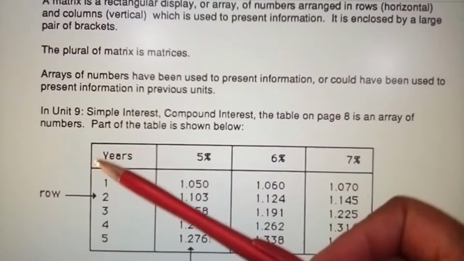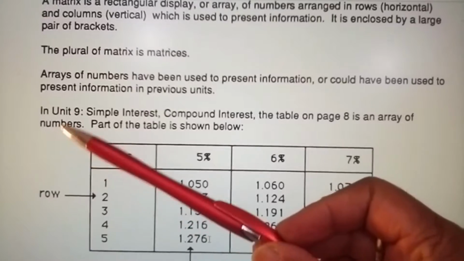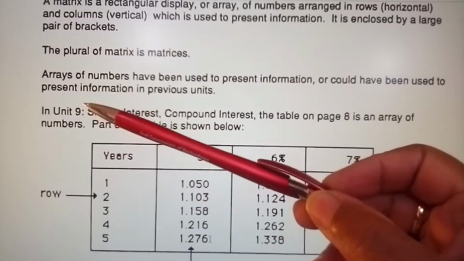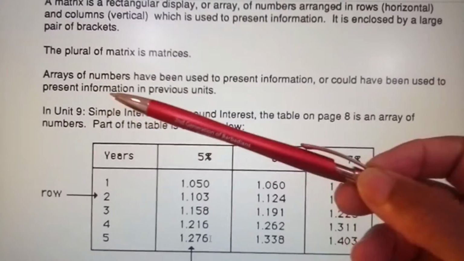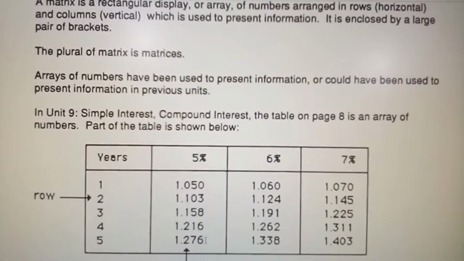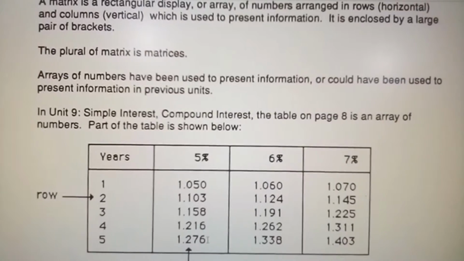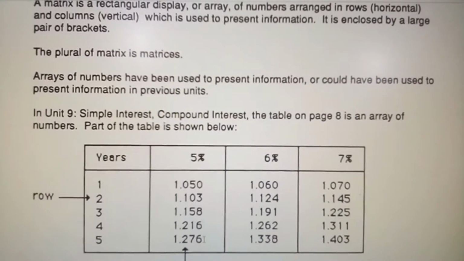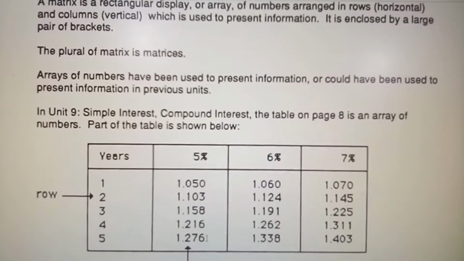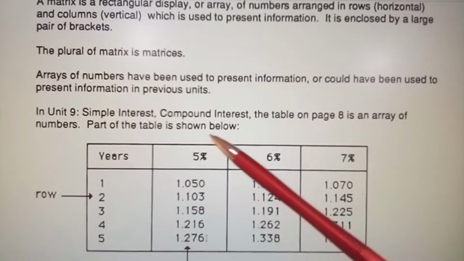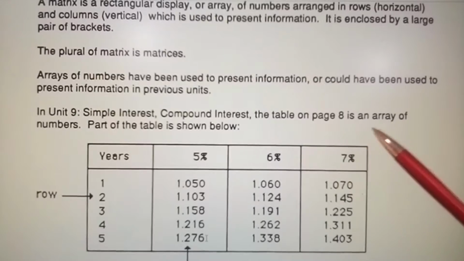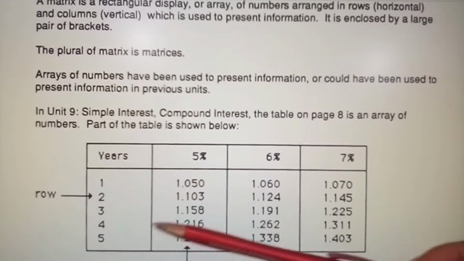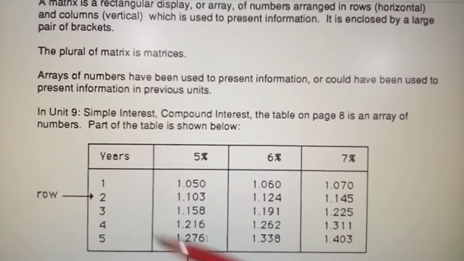Now, Unit 9 is not relevant to you because you haven't read Unit 9, so you don't need to worry about it. It's purely been used as a point of reference only. Simple interest, compound interest: the table on page 8 is an array of numbers. Part of the table is shown below, and all we're doing here is showing you part of the table.